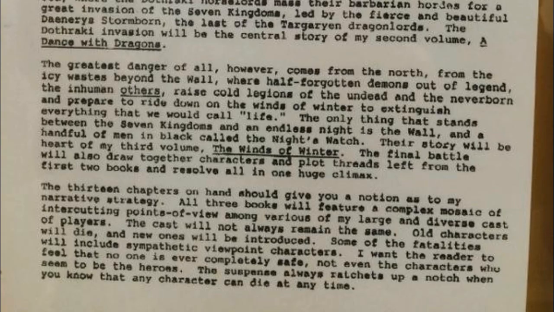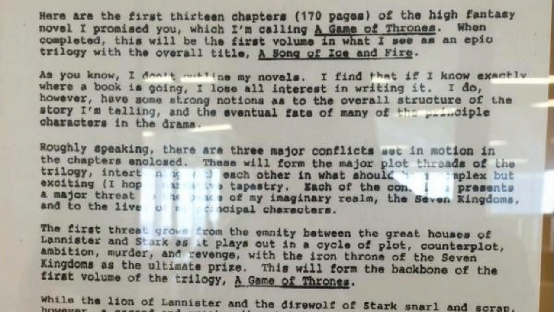Now, I do not think this is anywhere near enough information to tell you how this wonderful series or books will ultimately end, basically because of how George R.R. Martin writes and who he is. And if that isn't enough, the second paragraph of this outline says, as you know, I don't like to outline my novels. I find that if I know exactly where a book is going, I lose all interest in writing it. I do, however, have some strong notions of the overall story I am telling.